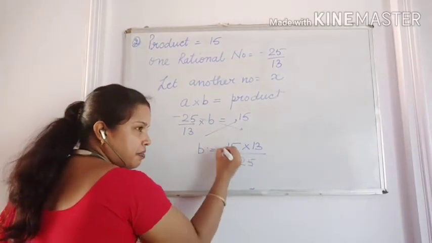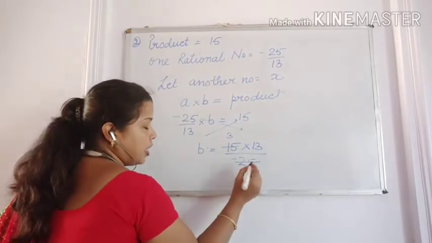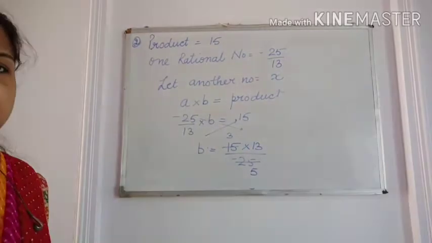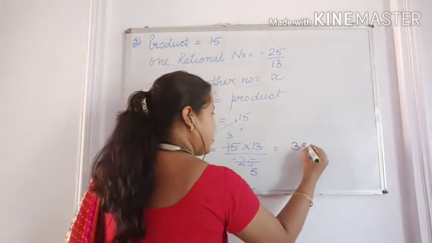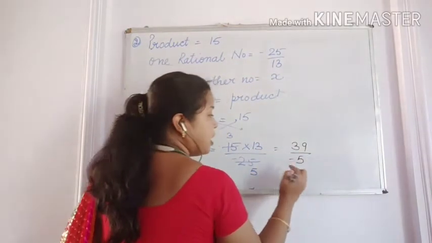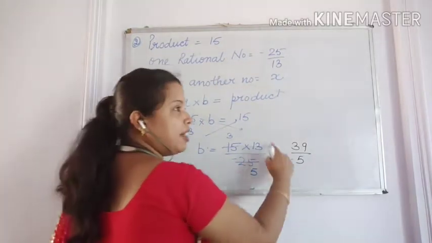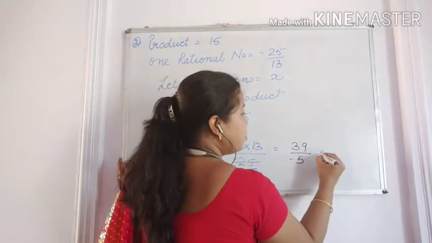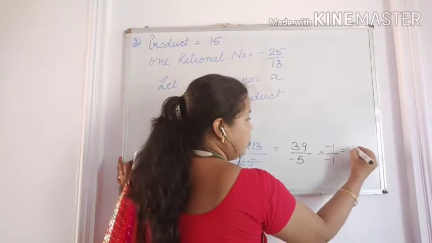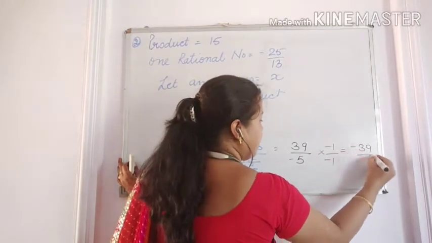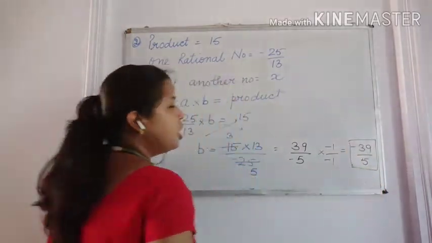It is divisible by 5: 5 threes are 15, 5 fives are 25. Now what we will do here, just multiply 13 threes are 39 upon minus 5. Again here, the denominator is minus, so shall we convert into positive? So we have to convert into standard form, that is minus 1 upon minus 1. When you multiply, minus 39 upon 5 will be here. That is your answer of question number 2.